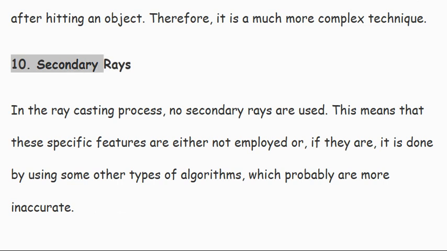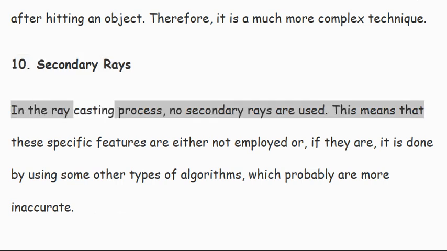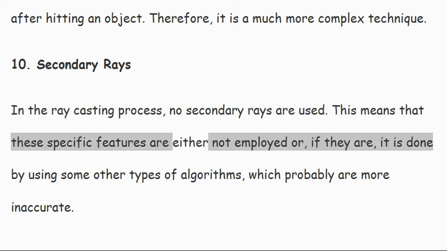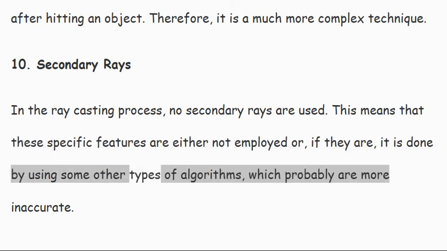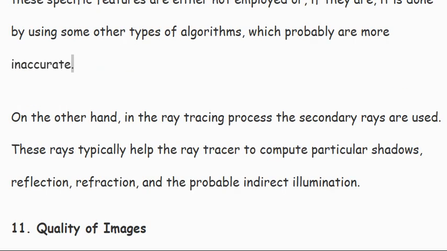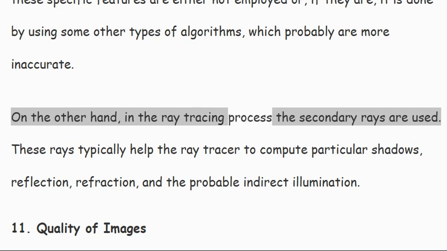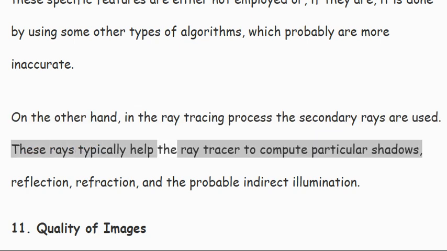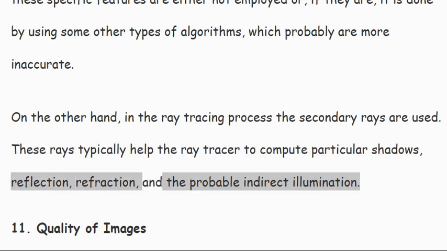10. Secondary rays. In the raycasting process, no secondary rays are used. This means that these specific features are either not employed or, if they are, it is done by using some other types of algorithms, which probably are more inaccurate. On the other hand, in the ray tracing process the secondary rays are used. These rays typically help the ray tracer to compute particular shadows, reflection, refraction, and the probable indirect illumination.